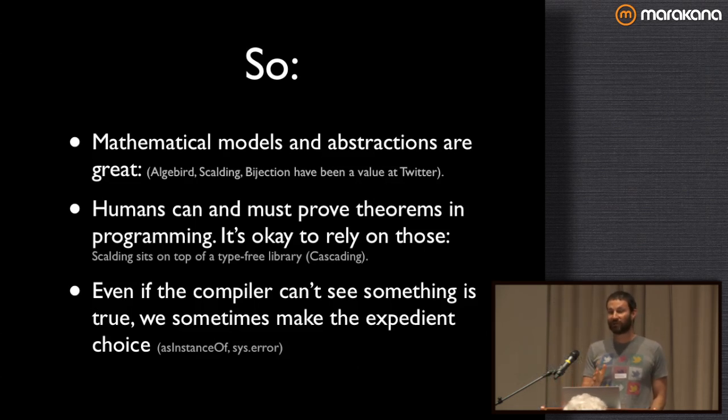I bet almost all of us have asInstanceOf somewhere in our code. And you might say something like, this is okay because I can prove that this cast will never fail. Or if we like statistics, we'll say it will fail sufficiently infrequently that I'm satisfied with it. And that's still math, it's statistics.